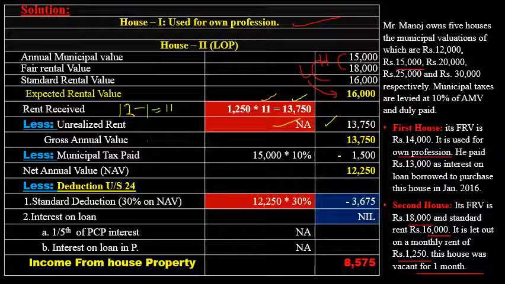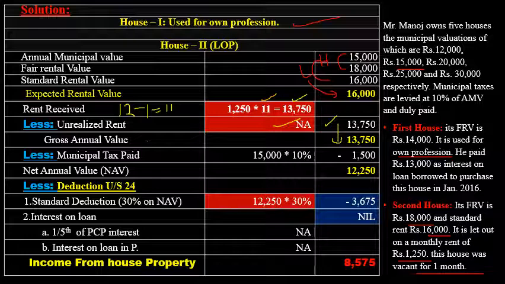Next comes gross annual value. The second provision of gross annual value is applicable because of a vacancy period. So whenever a vacancy period is given, then rent received is equal to gross annual value, if there is a vacancy period or unrealized rent. So in this house there is a 1 month vacancy. So therefore rent received itself is the gross annual value.